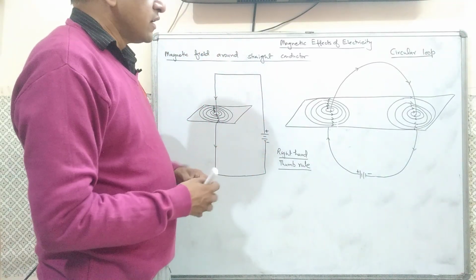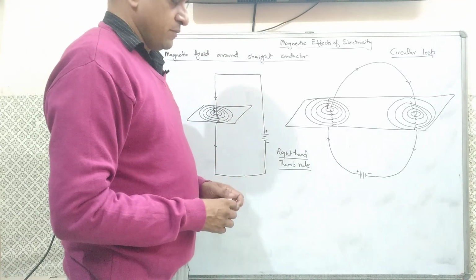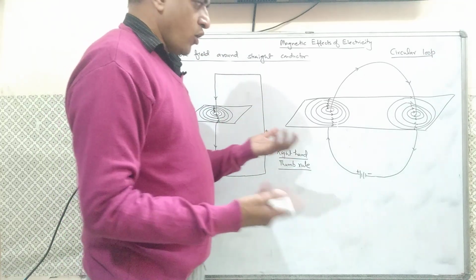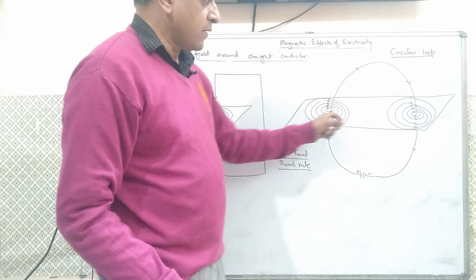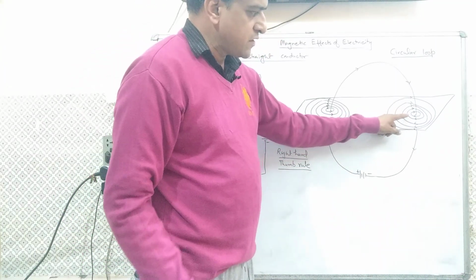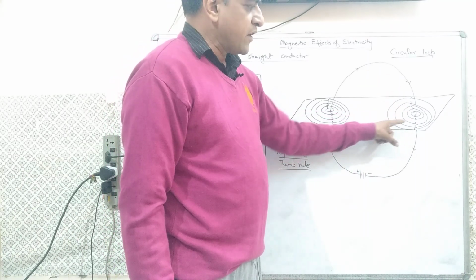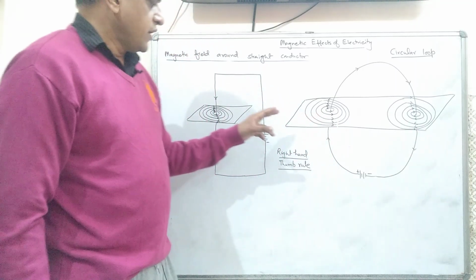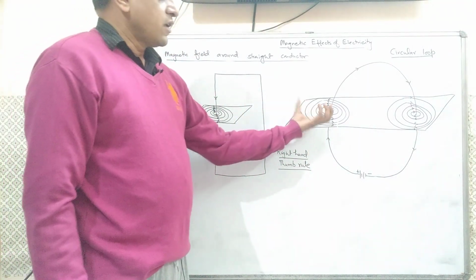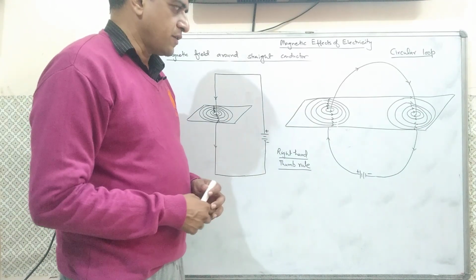And secondly, whether the magnetic field is stronger or weaker is told by the distance between these concentric circles. If these circles are very close to each other, that means the magnetic field is stronger. And if these circles are away from each other, that means the magnetic field is weaker.